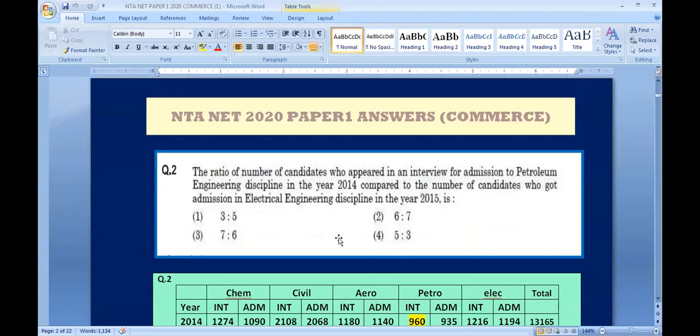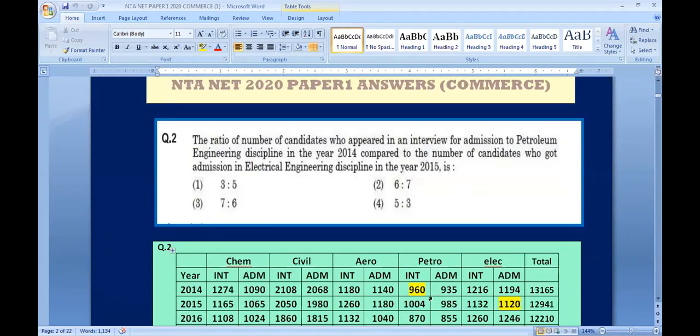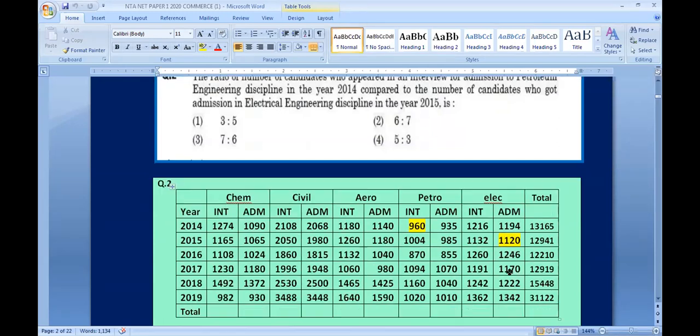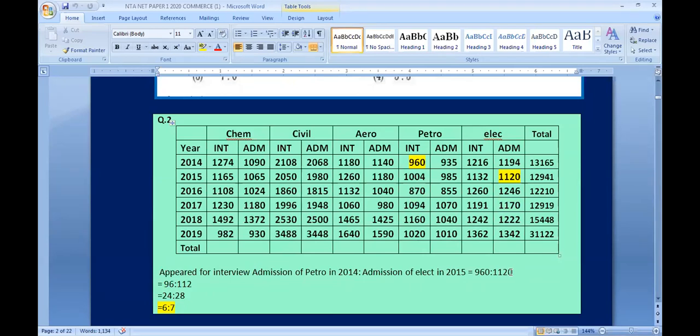Going to question number 2. Ratio of number of candidates who appeared in the interview for admission. They are not admitted, it is only interview for admission. That means they came for interview but not yet admitted to petroleum engineering discipline in the year 2014, compared to number of candidates who got admission in electrical engineering in the year 2015. So who came for interview in petroleum in 2014? 960, correct? Who got admitted in electrical discipline in the year 2015? 1120.